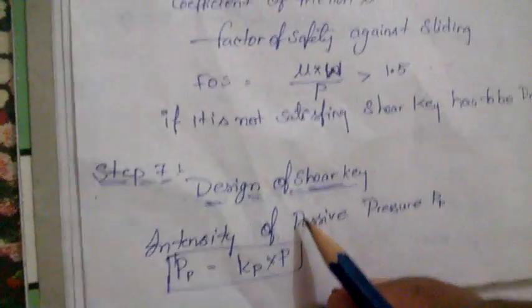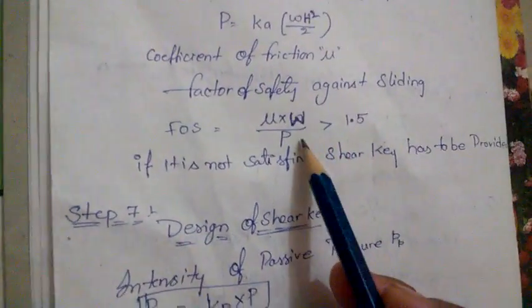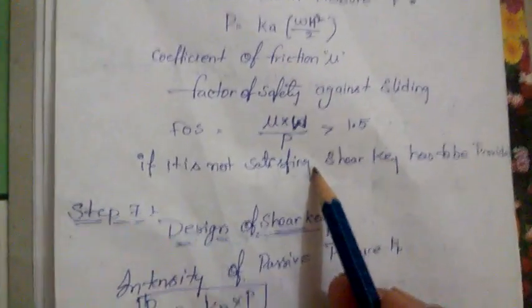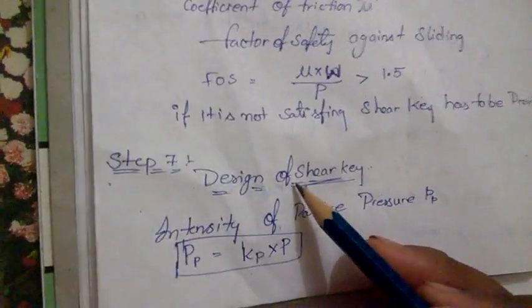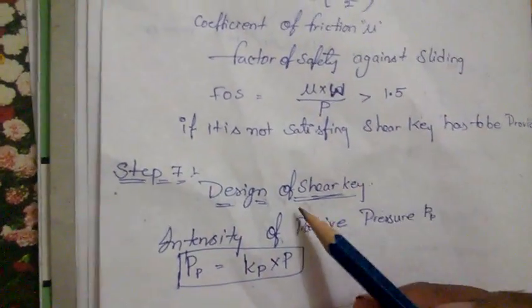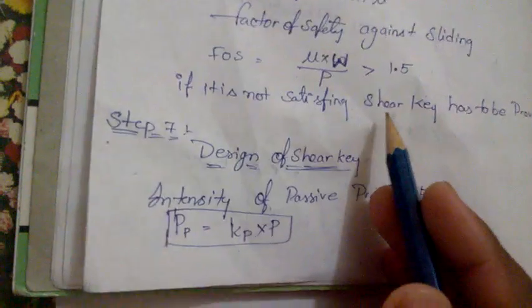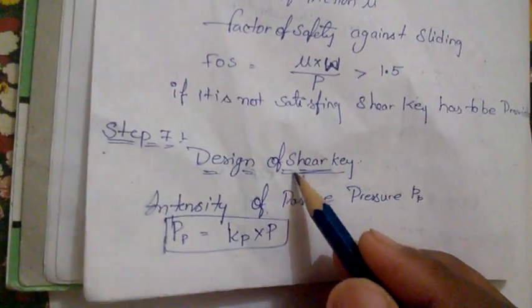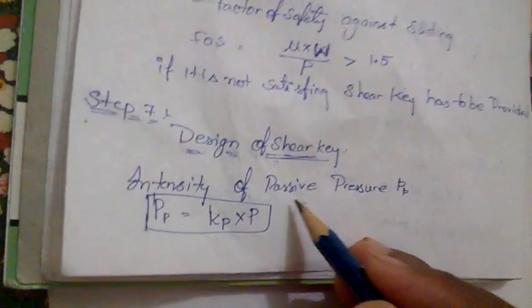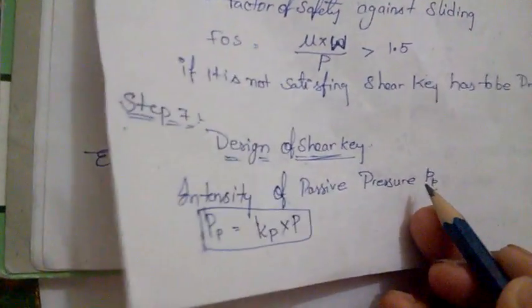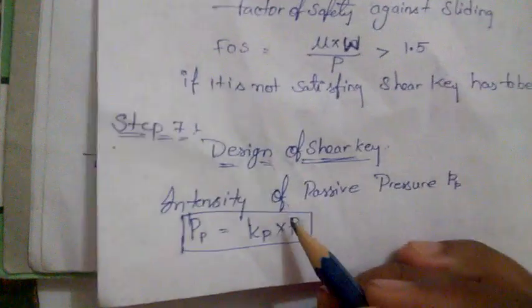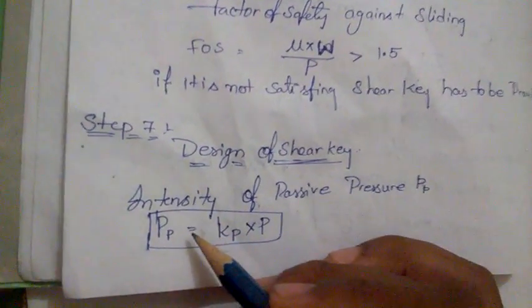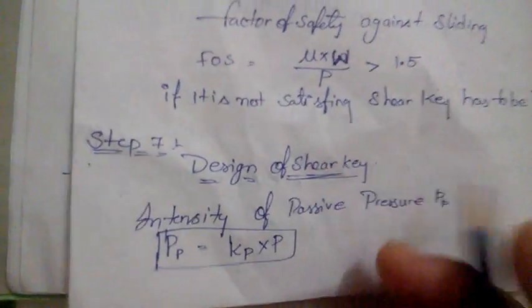That's why, before only, whether it may slide or not slide, it may satisfy or it may not satisfy. If it is not satisfying, directly you can go to the shear key. If it is satisfying, we can stop here, and if it is not satisfying, we can go to the shear key. Design of shear key. Intensity of the passive pressure, small p suffix P, is equal to Kp into P.